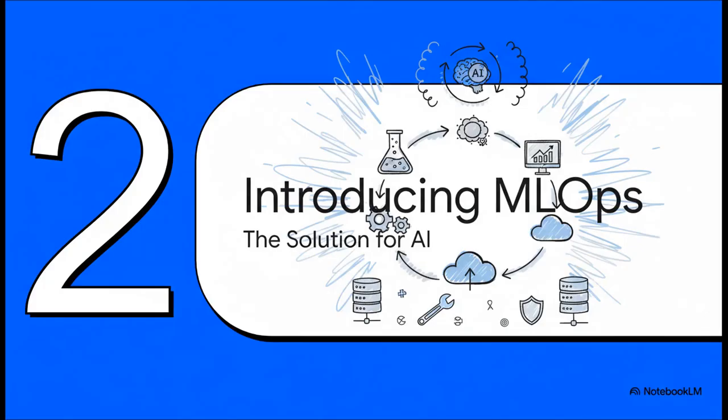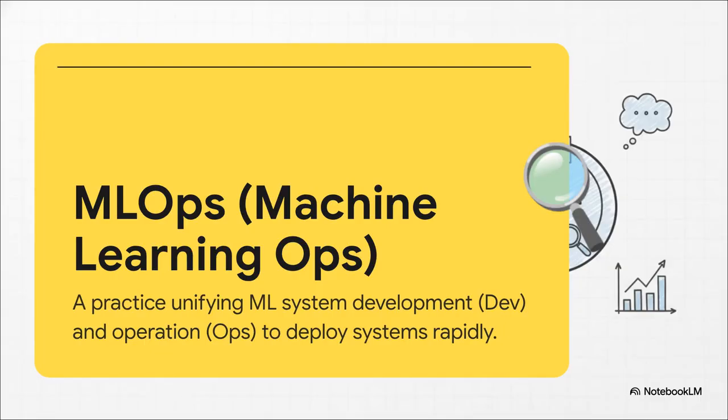But this is where our hero, MLOps, comes into the picture. MLOps, or machine learning operations, is basically the rulebook, the framework built from the ground up to tackle these exact problems. It's all about how you build, deploy, and most importantly, maintain machine learning systems so they actually work reliably, at scale.